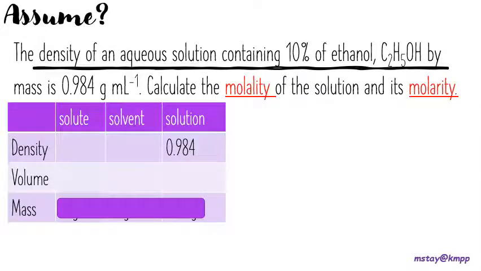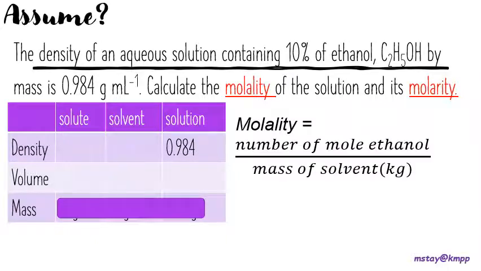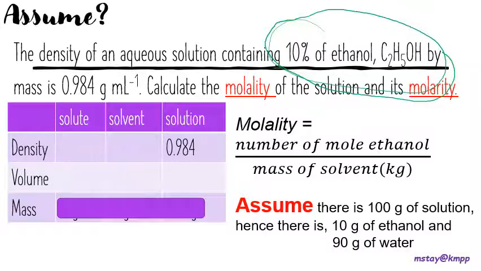Now, let's look at the second example together. Is an assumption needed for this question or not? As usual, gather the information in the question into the table and list down the formula of the molarity. Now, we have to use the percentage by mass given in the question to determine the number of moles of ethanol. So, an assumption is needed for this question.